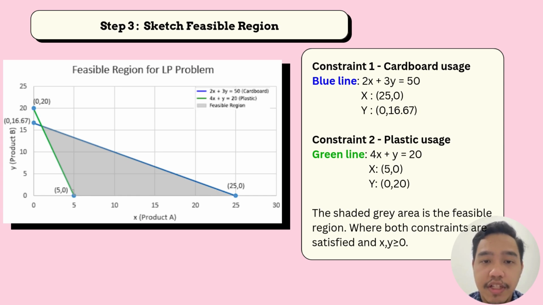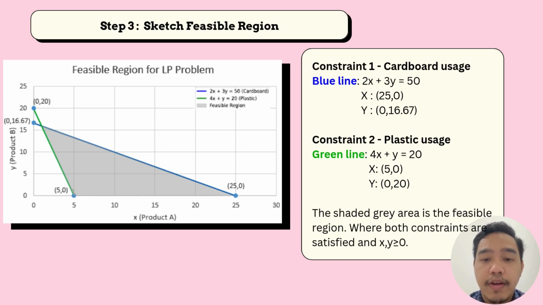In this video, I'll be explaining step 3 in solving a linear programming problem, which is sketching the feasible region. Once we have translated the problem into mathematical inequalities, usually involving decision variables like x and y, we move to this important step, which is step 3, sketching the feasible region. This is the area on a graph that shows all the possible solutions that satisfy all the constraints.